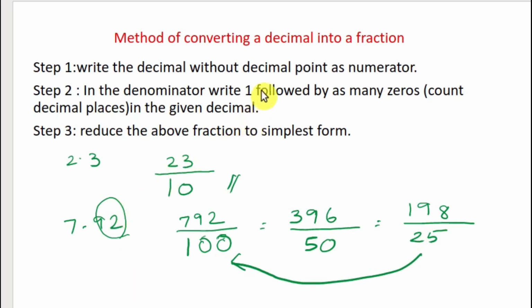This is a method of converting a decimal into a fraction. What are the steps? First, write the decimal without the decimal point as a numerator. And in the denominator, write 1 followed by as many zeros as decimal places. So here 2 decimal places, so 2 zeros. Then the number is reduced to its simplest form.